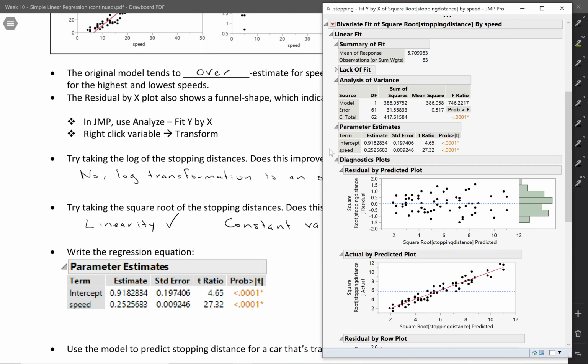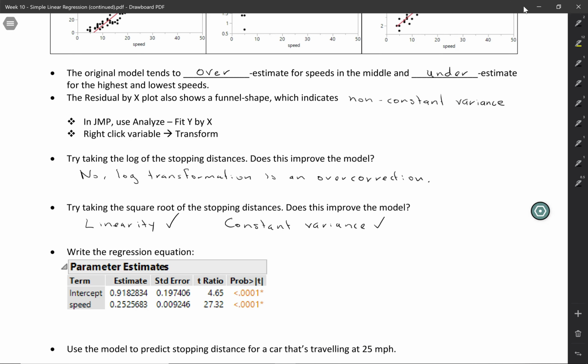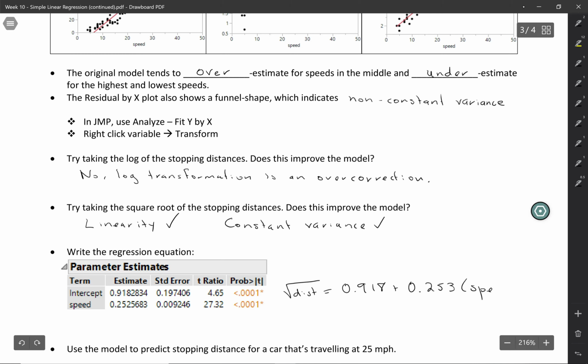So I'm taking this parameter estimates table, and we're going to use that to make our predictions. So if we want to write our regression equation, remember that the response now is the square root of the distance. And besides that, we write everything out the same. So the intercept is 0.918 plus 0.253 times speed. For this one, we didn't transform the explanatory variable. We just left it as it was, and it seemed to work out okay.